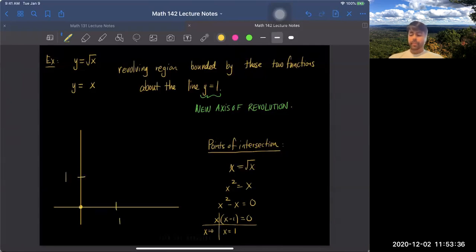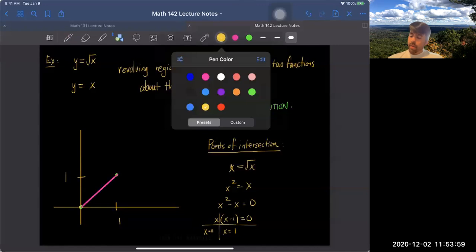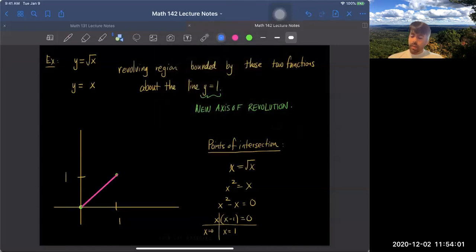Right? And when x equals 1, y equals 1. So I have these 2 points of intersection. I got this, and I got this. And then y equals x is just going to be the straight line here. And again, I only want to know about this portion here. Let me make this straight. And then square root of x will be this. So again, it's pretty much the same kind of region that we had before. And I want this region, right?